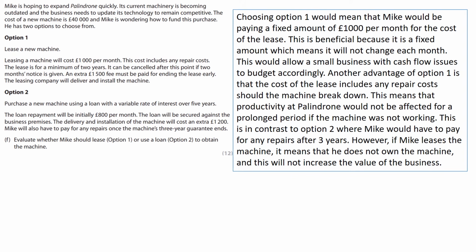Another advantage of option 1 is that the cost of the lease includes any repair costs should the machine break down. This means that productivity at Palindrome would not be affected for a prolonged period if the machine was not working. This is in contrast to option 2, where Mike would have to pay for any repairs after 3 years. However, if Mike leases the machine, it means that he does not own the machine, and this will not increase the value of the business.